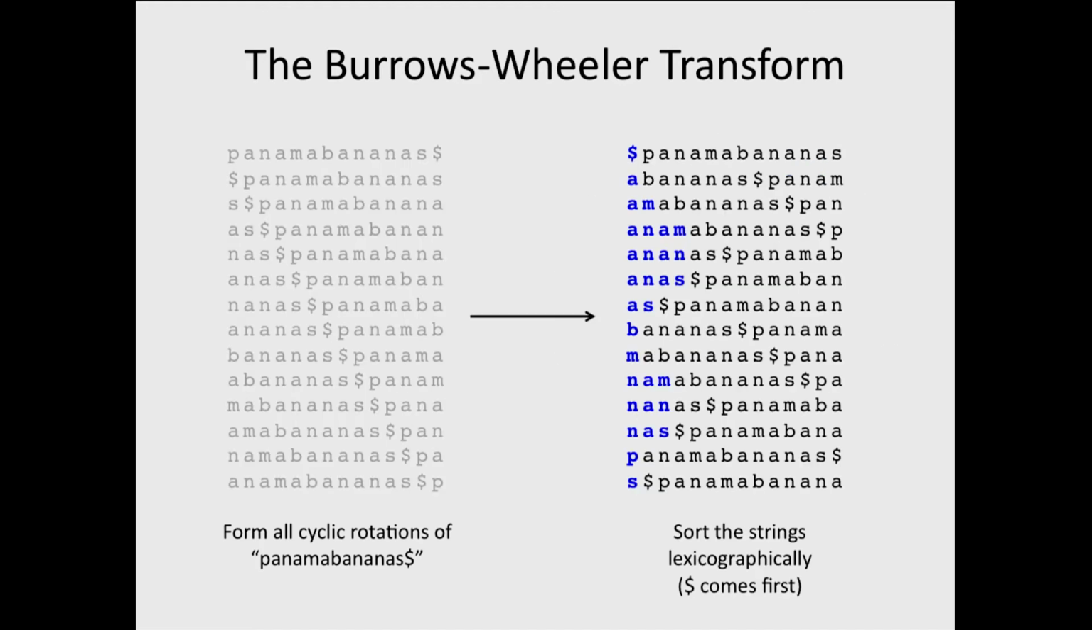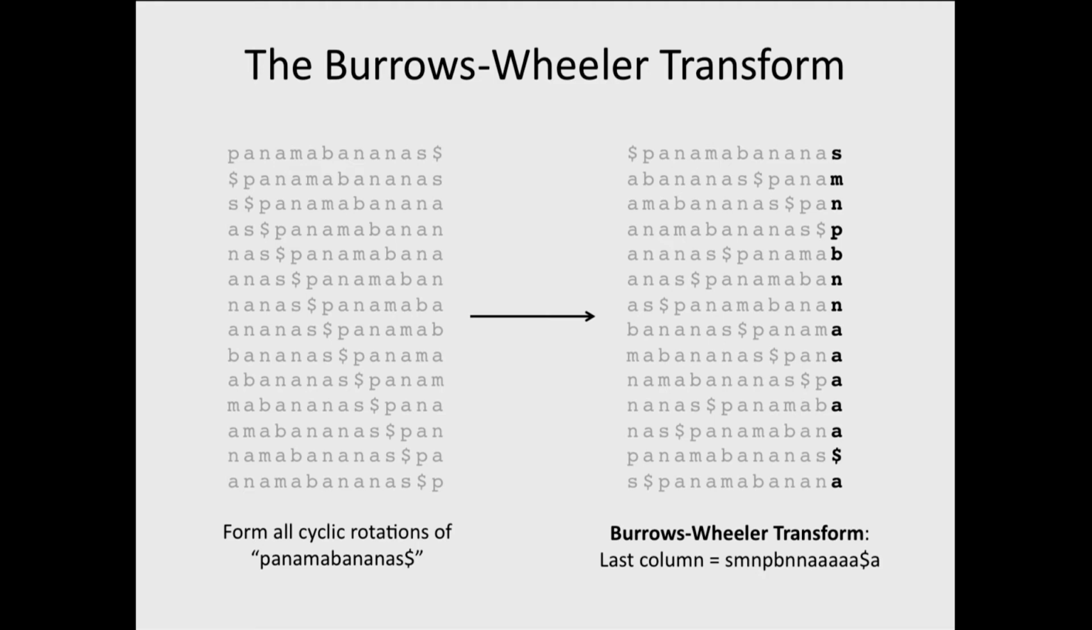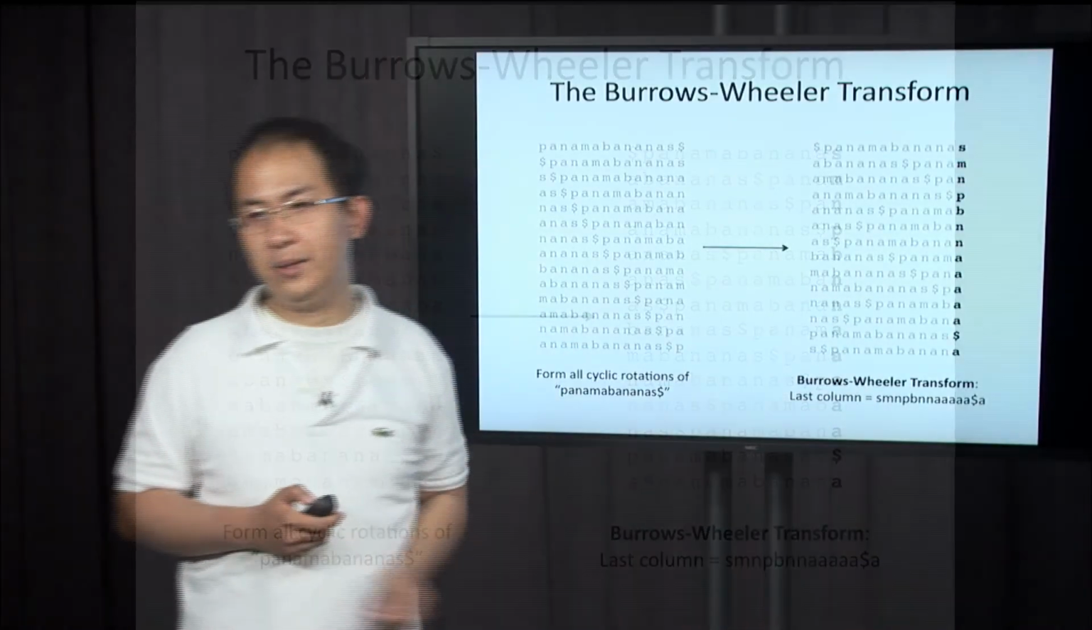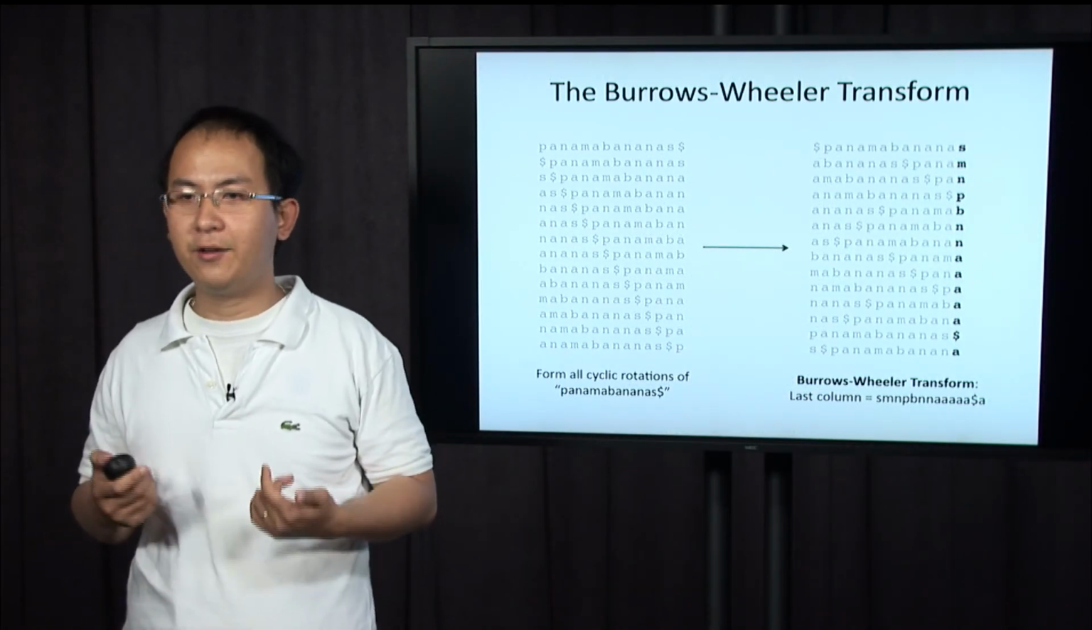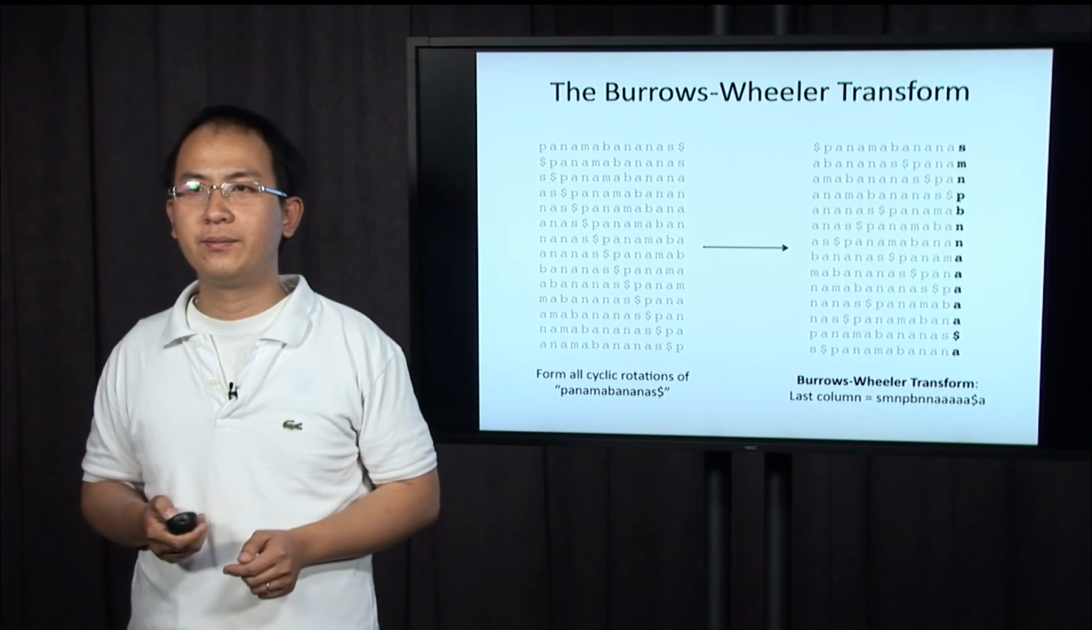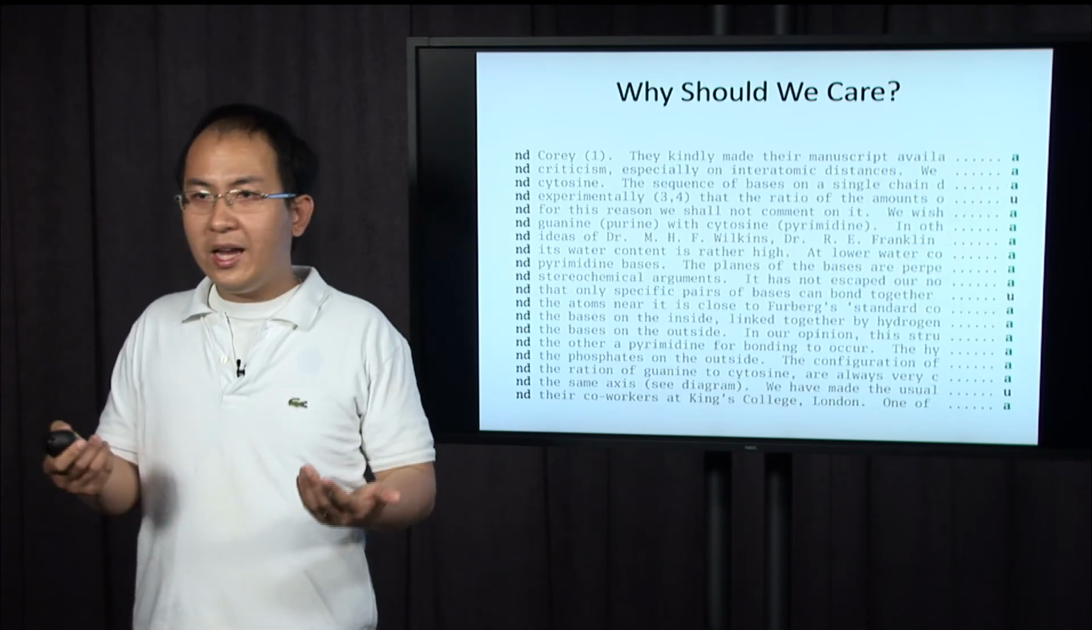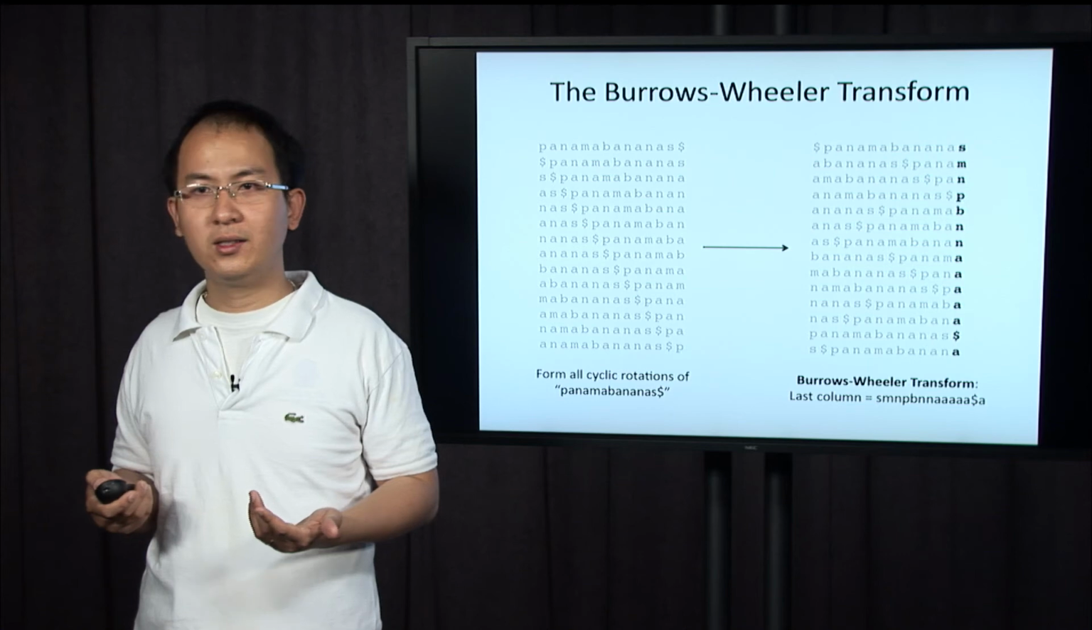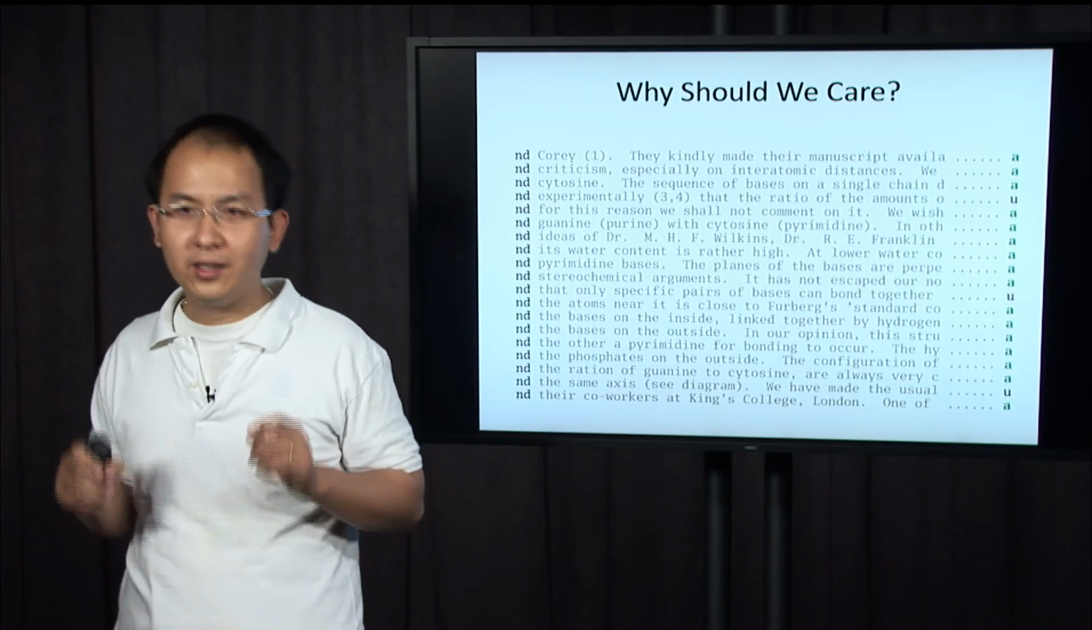Now, I sort all the strings in lexicographic order. You see the color here, just to show you that these strings are sorted. What is the Burrows-Wheeler transform of this text? If you take the last column of this matrix, it is called the BWT. But why would we care about the last column? Well, let's look at an example.